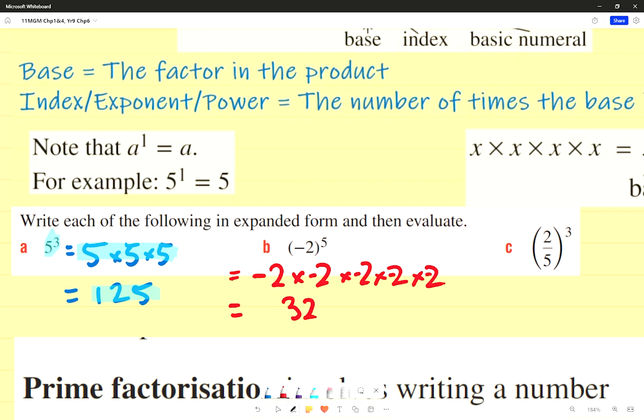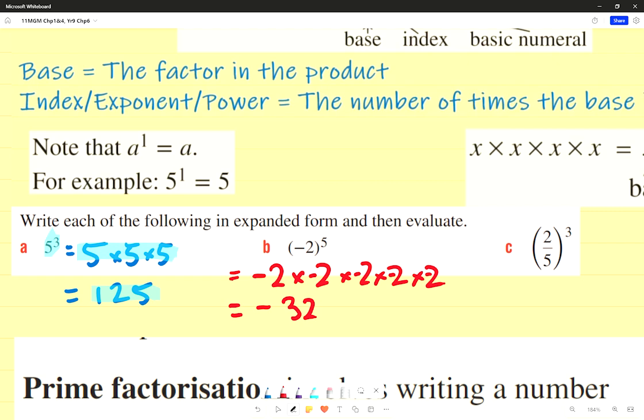Instead of trying to figure out negative times negative, then times a negative again, times a negative, I'm just going to figure out how many negatives there are. There are 5 negatives, right? It's an odd number, so it's going to be a negative. Negative 32. Done. That's it. Any questions so far? I am going through this a little bit slower because I really want us to have a strong foundation for this.